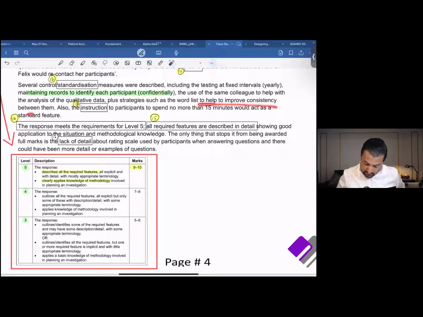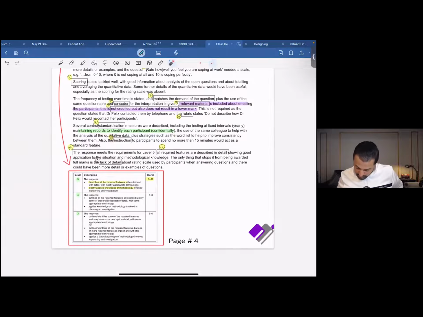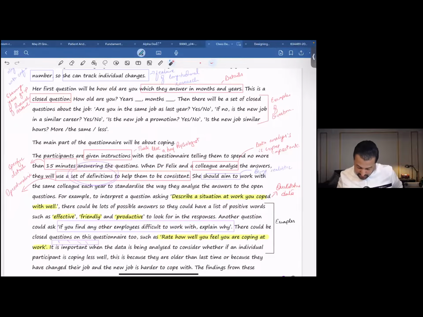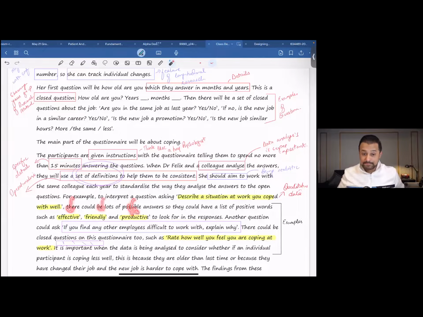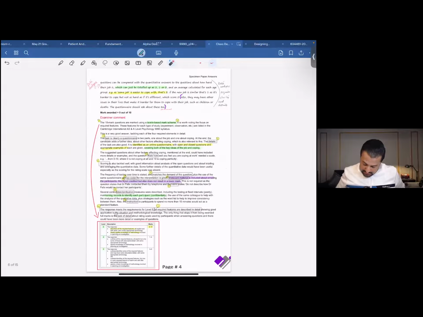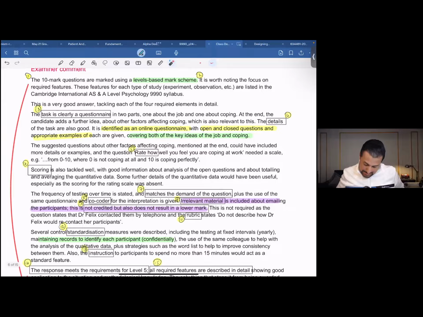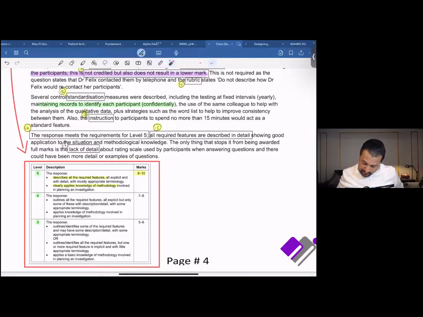Just in case you wonder about the strategy of the word list to help improve consistency, this is what we're talking about. These word lists, right? Plus strategies such as word list to help improve consistency between them. Also, the instruction of participants to spend no more than 15 minutes would act as a standard feature.